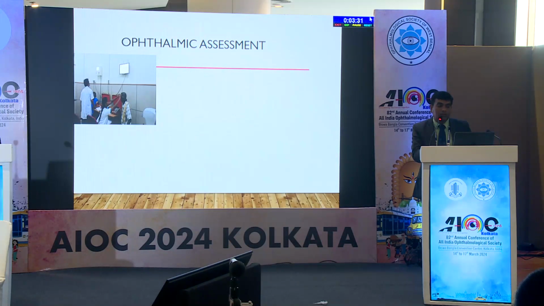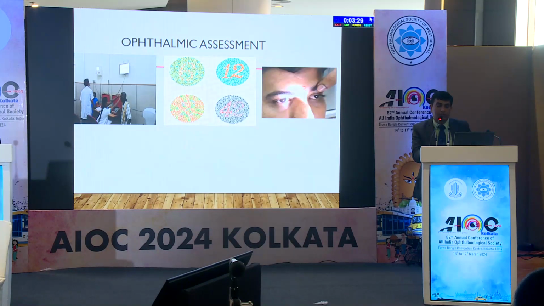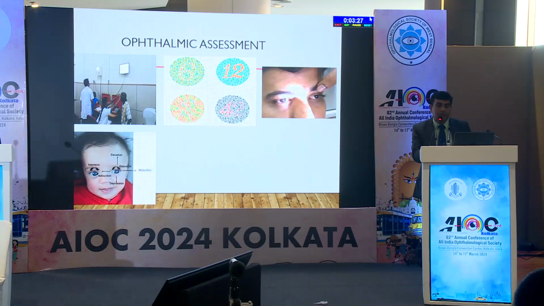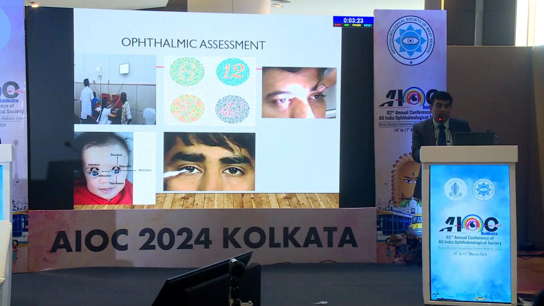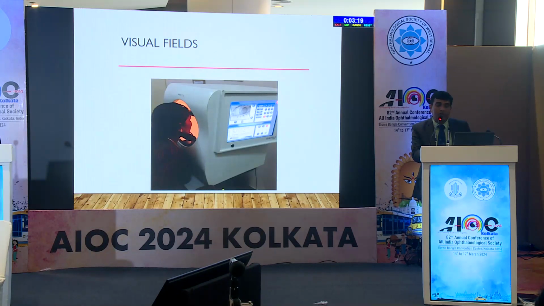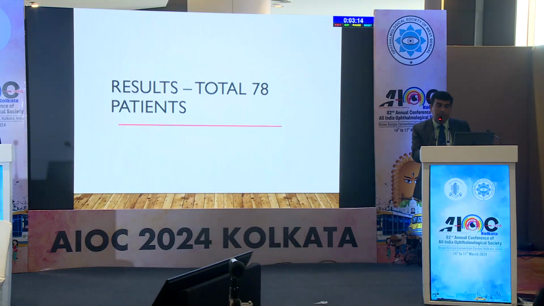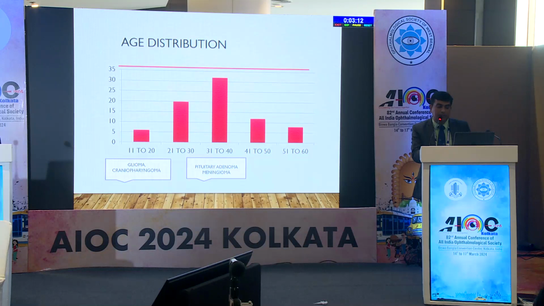For ophthalmic examination, we examined the Snellen chart, color vision with Ishihara chart, pupillary reactions, extraocular movements, and corneal reflex, and did slit lamp examination for all patients. In these patients, we recorded the visual fields by Humphrey perimeter. In total, we included 78 patients.